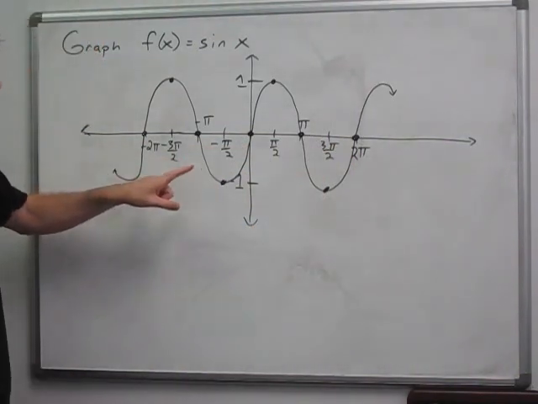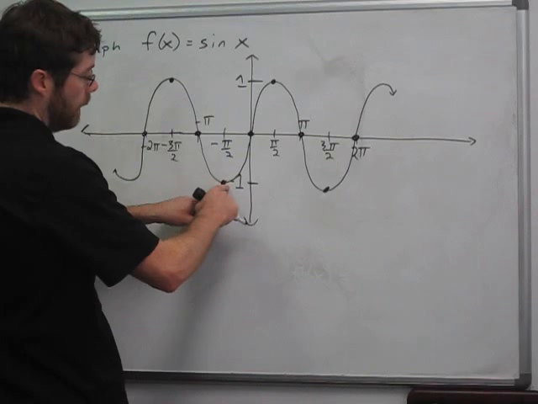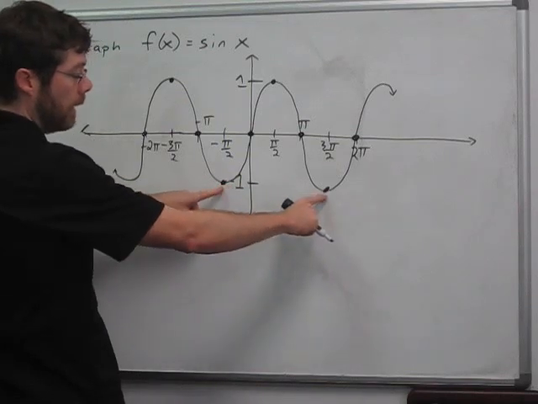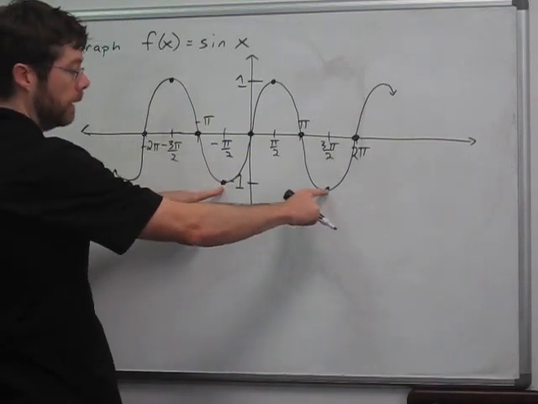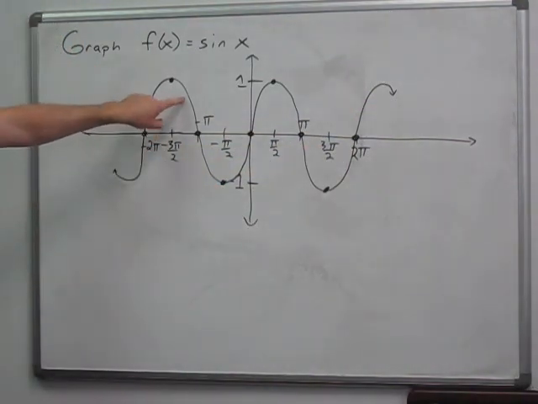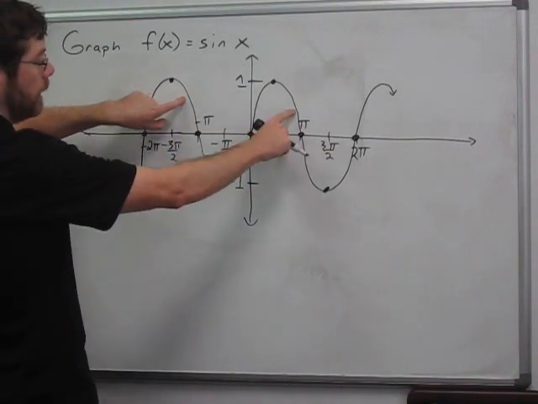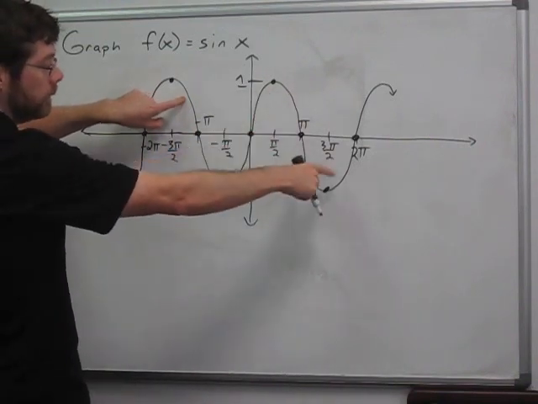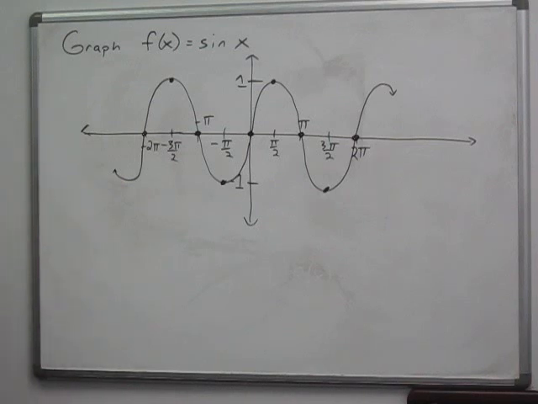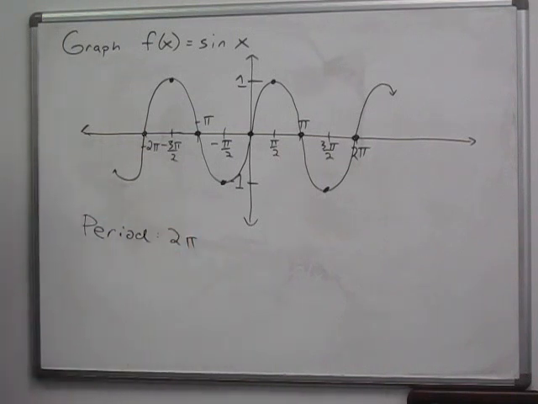If I start at a value of negative pi over 2, then if I go a distance of 2 pi in the x direction, again the graph starts repeating itself. No matter where I start on this curve, once I go 2 pi beyond that, the graph starts repeating itself. Because of that, we say that the period of the sine curve is 2 pi, right?